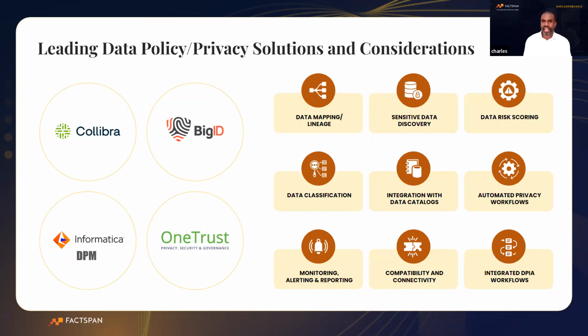And integration capability with your catalogs, automated privacy workflows we talked about, and also the ability to alert you if they find a data store where, hey, there's a large amount of PII data here, and we need to go ahead and make sure that you are aware of that. And of course, compatibility, APIs, the ability to connect with other tools. And of course, we talked about the integration with DPIA workflows.